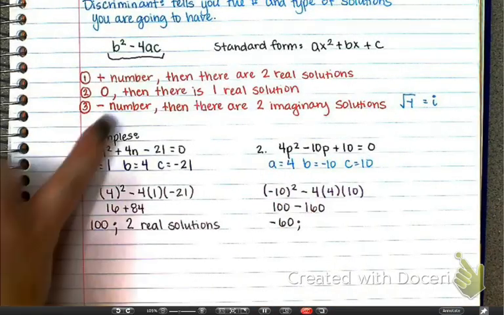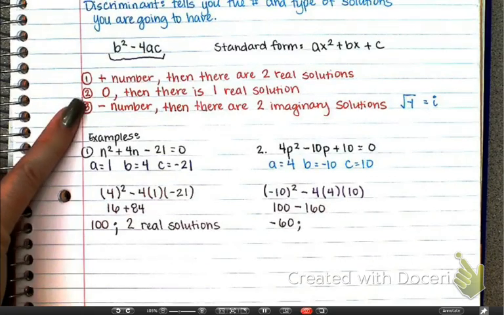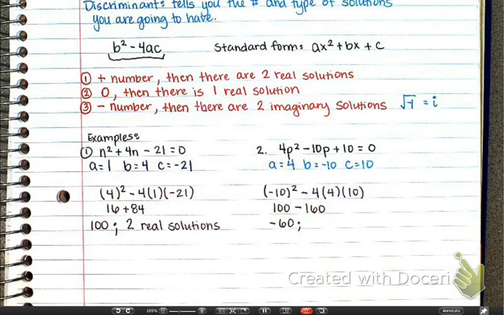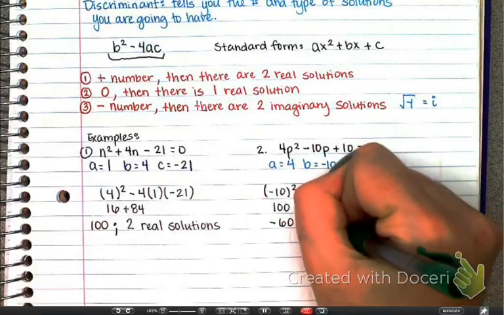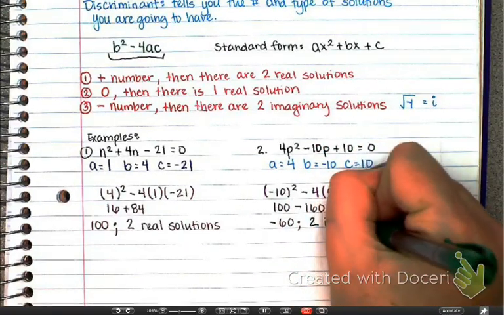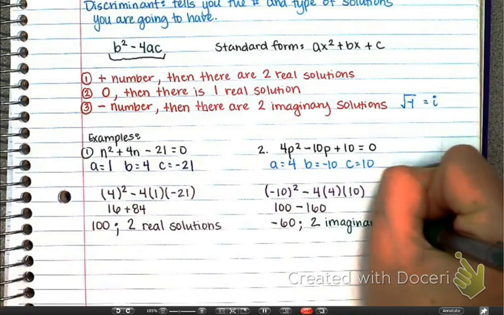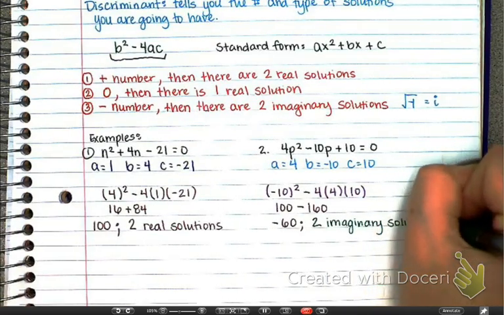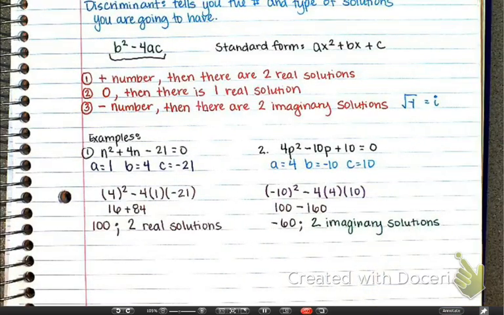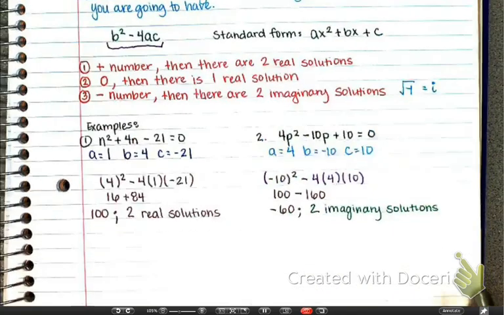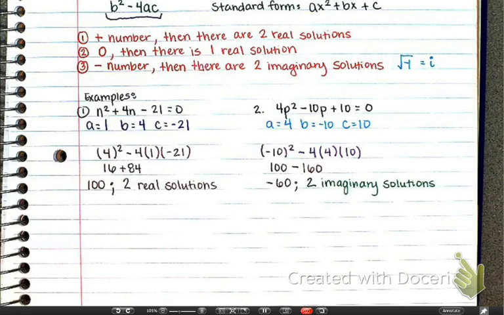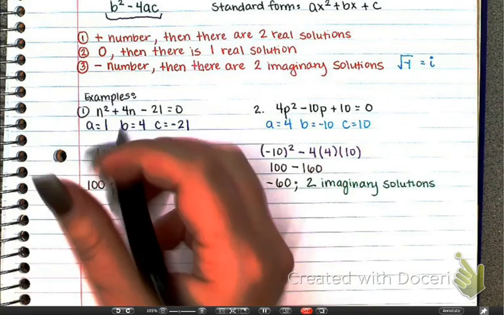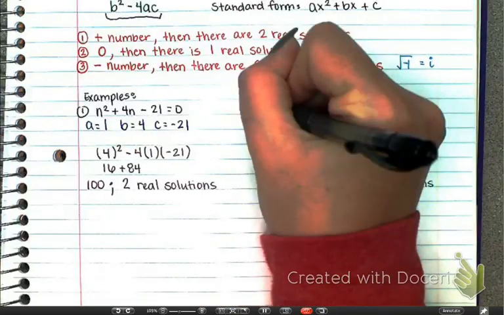So again, if I come back up here, I have a negative number, which means I'm going to have 2 imaginary solutions. Okay? So you should have gotten 2 imaginary solutions. All right, let's try 2 more.